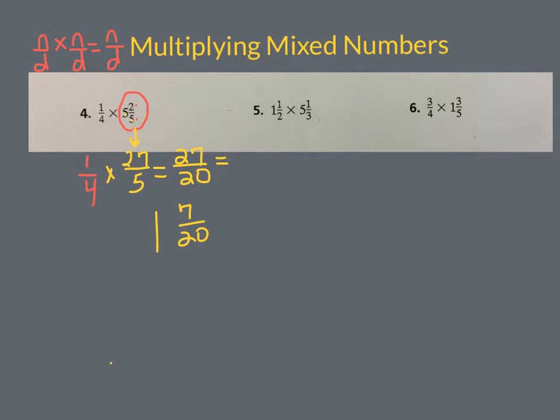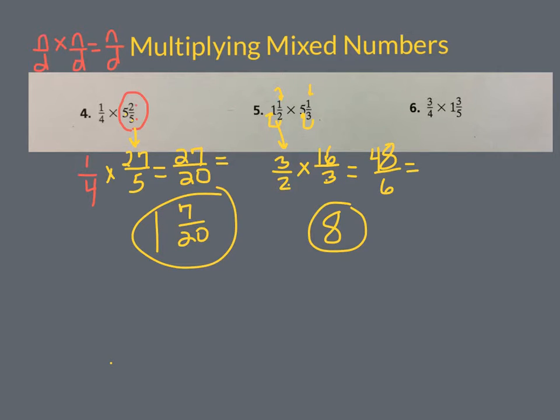Moving to number 5, I'm going to do the exact same thing. I'll pick up the pace a little bit. If I start with 1 1/2, I know that that equals 3/2 when I convert it. And I know that because I say 2 times 1 is 2, plus the 1 in the numerator is 3. So 3 over 2 times 5 1/3 becomes 3 times 5 is 15, plus the 1 is 16 over 3. That denominator isn't going to change. This becomes then 3 times 16, which is 48, over 2 times 3, which is 6, and then 48 over 6 actually equals 8. And that would be my answer for number 5.